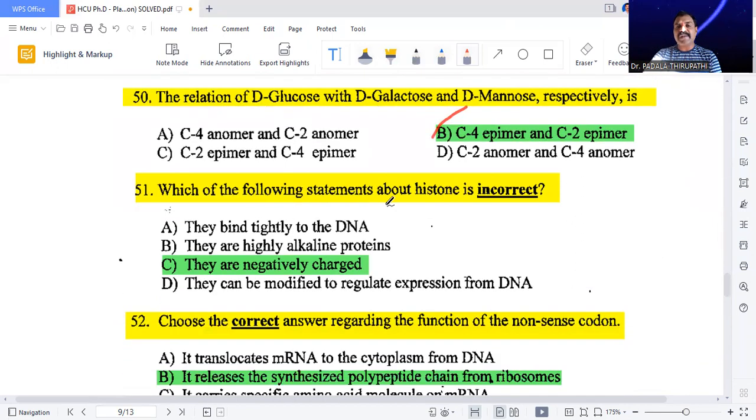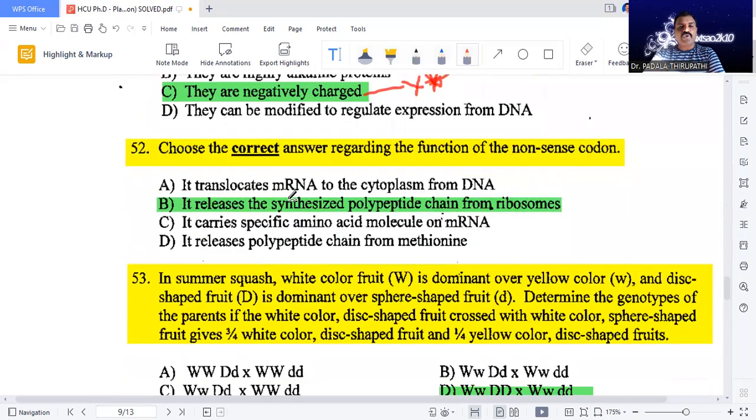And which of the following statements about histone is incorrect? Means not the correct statement. That is, they are negatively charged. This is the right answer of this question, but it is not related to histone. But histones are bound tightly to the DNA. Histones are highly alkaline proteins, that is basic proteins, and they can be modified to regulate expression from DNA. Okay, then question 52: what is the correct answer for the function of the nonsense codon? It releases the synthesized polypeptide chain from ribosomes. That is the correct statement about nonsense codons.